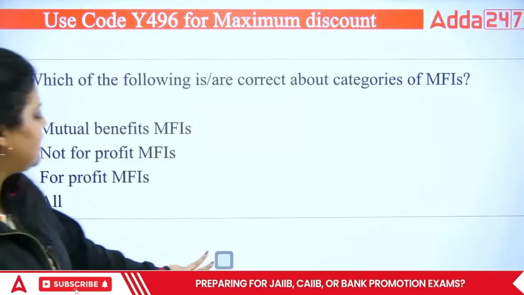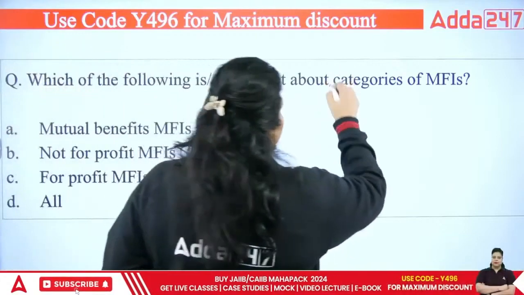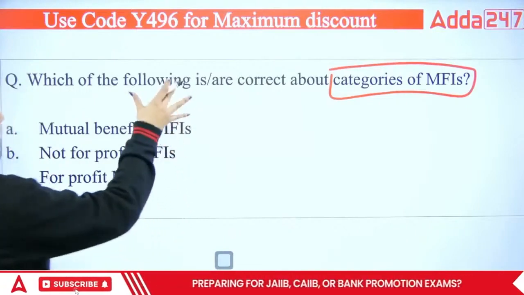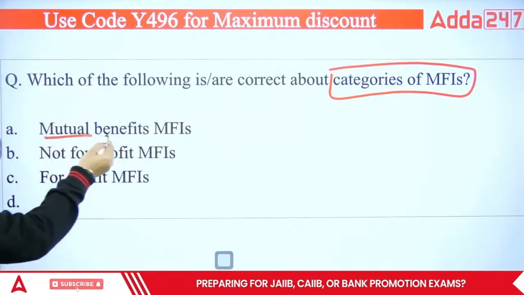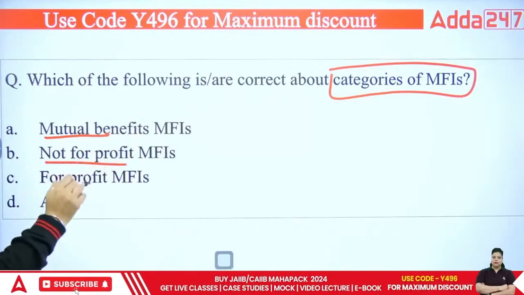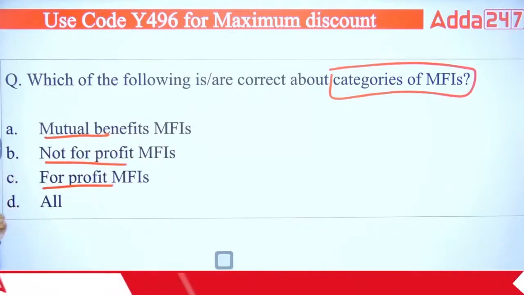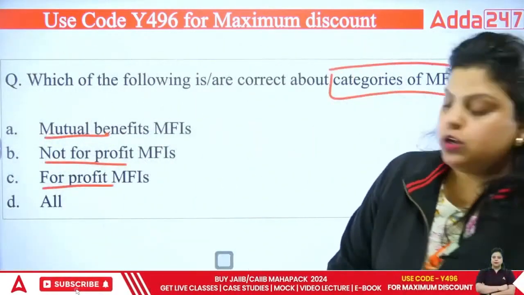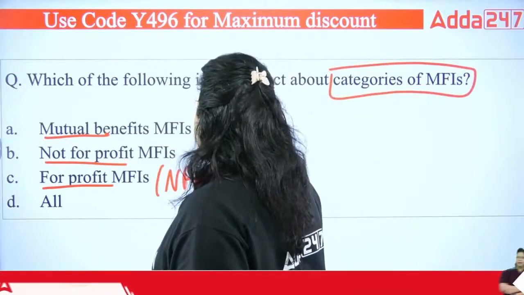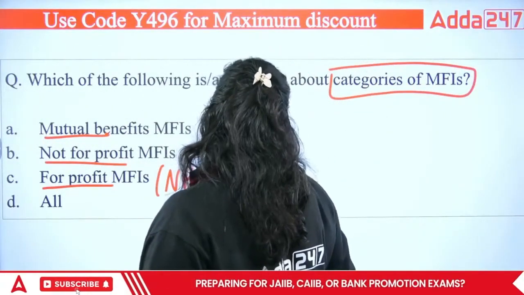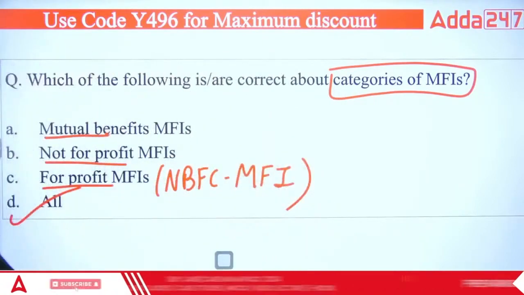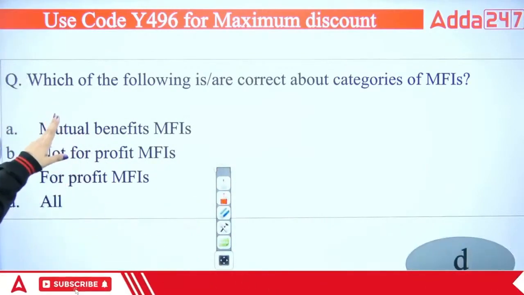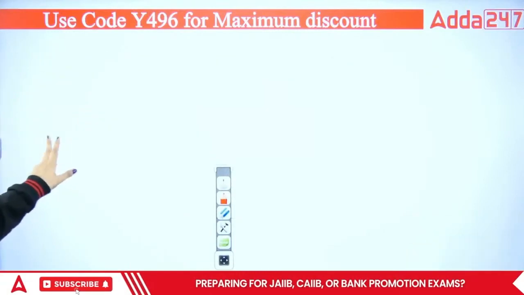Which of the following are correct about the categories of microfinance institution? So I have told you there are three categories of microfinance institution. Out of these three, which of the following is true? Mutual benefit MFIs, not for profit MFIs, for profit MFIs, and all of the above. So what do you think? Which of the following is the right category of microfinance institution? You can call for profit MFIs NBFC MFIs as well. Okay, and all these are the categories of your microfinance institution. That is the D option. The right answer will be your D option. All are correct. All are the categories of microfinance institution.